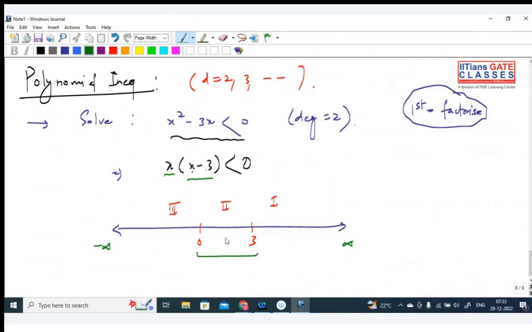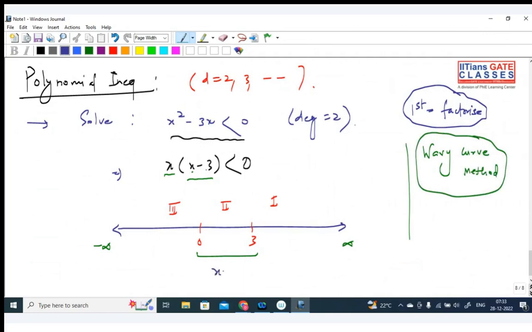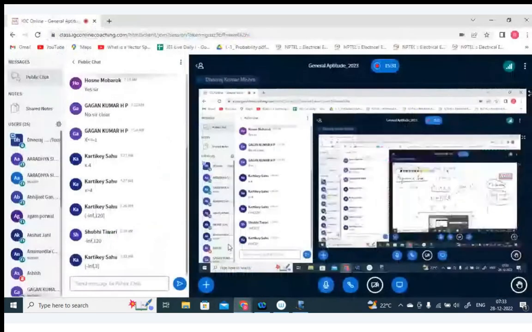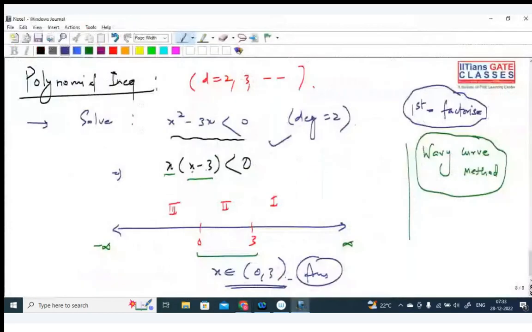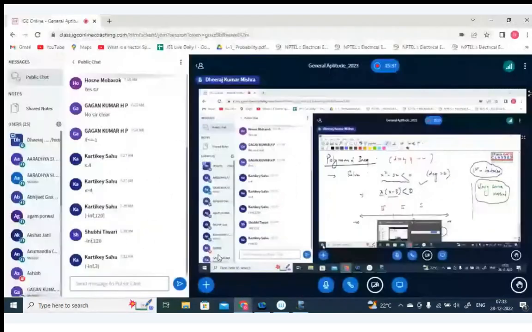So this is just by hit and trial method, but I will discuss one very important concept that is known as the wavy curve method. How many of you are familiar with the wavy curve method? So here you can say x belongs to (0, 3), right? If the value of x lies between 0 and 3, 0 is not included, 3 is not included, then this inequality will be satisfied. So this is the answer for this question. I believe this is fine for everyone.